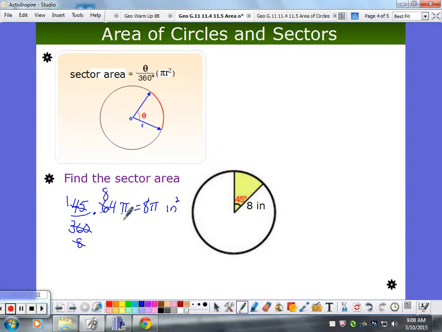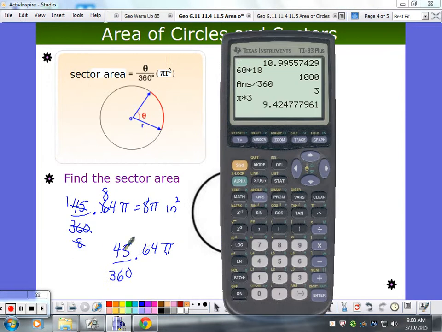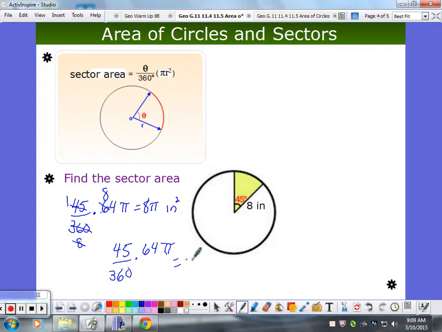Now, if you're not so good with the reduction, let me put it back to where it was. So again, you're just going to work with these numbers, and you just put it in your calculator. You have two things. You can do 45 divided by 360, hit enter, times 64. Boom, there's 8. You can also do 45 times 64, and then divide that by 360. That's either way. That's all valid math.